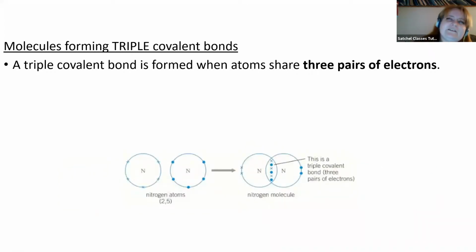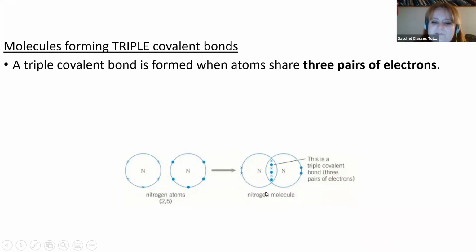Okay, and the only element really to do this is nitrogen. Okay, but it does it very well. I always remember this because it's triple. It's quite an unusual triple bond. So 2 nitrogen atoms, both have 5 electrons in their outer shells. They both want 3 extra ones. So what do they do? They share 3 pairs. Okay, so 1, 2, 3, 4, 5, 6, 7, 8. So they effectively got 8.